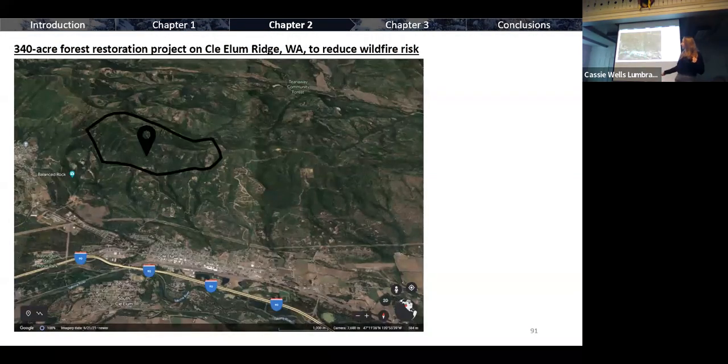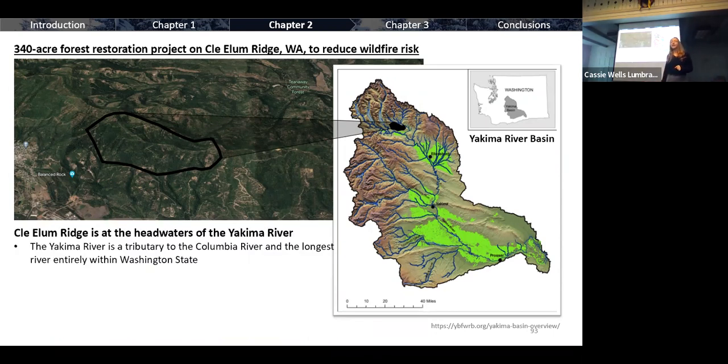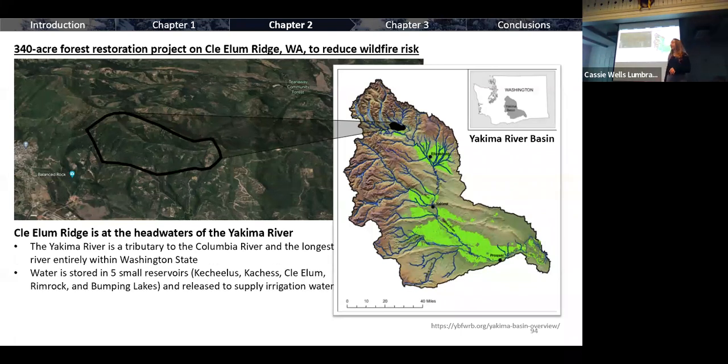Okay, so here it is, again, on a map, and I want to give you an idea of where it exists in the world of hydrology. So this is the Yakima River Basin. So we are in this northern part of the Yakima River Basin. The field site is called Cle Elum Ridge, and it's at the headwaters of this Yakima River. And of course, the Yakima River is the largest river entirely within Washington state. And all the water is stored in 5 small reservoirs.